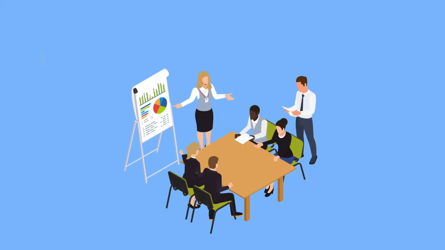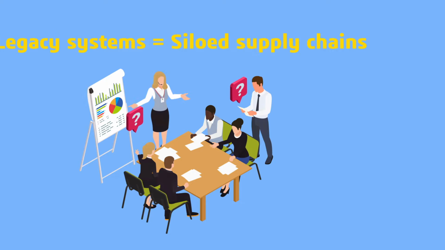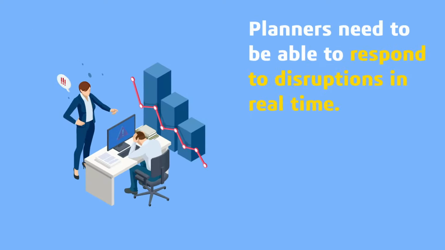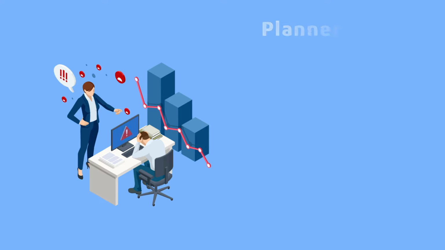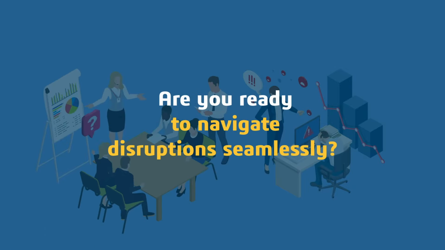Unfortunately, for most companies that still rely on legacy systems and spreadsheets, supply chains often resemble isolated islands, each function operating in silo. Your planners aren't able to receive real-time information due to the disconnect and plan ahead. It's time to break free from these silos so that you can stay ahead of the curve.